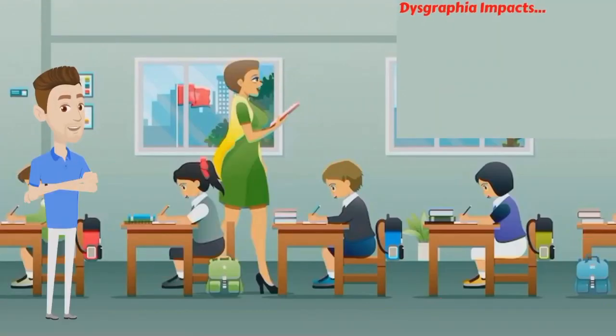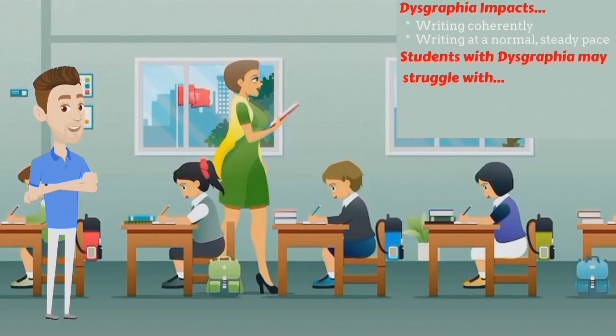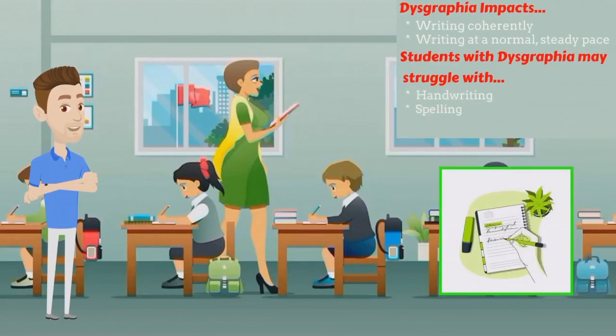Dysgraphia is a learning disability that affects a student's ability to write coherently and efficiently. People with dysgraphia may struggle with handwriting, spelling and organising their thoughts on paper.